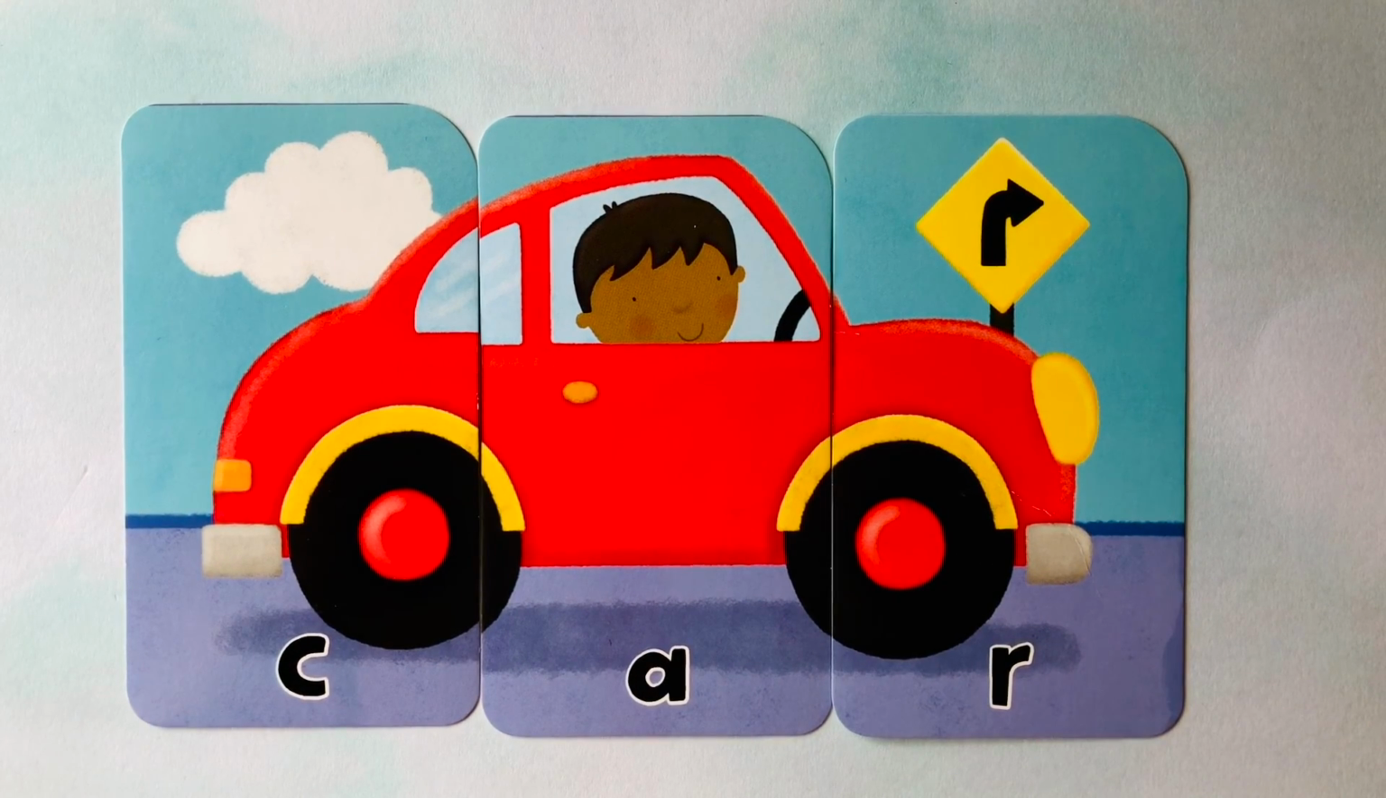So car is spelled C-A-R. Car. C-A-R. Can you spell it with me one more time? How do you spell car? It's spelled C-A-R. Car. You did a fabulous job learning to spell words.